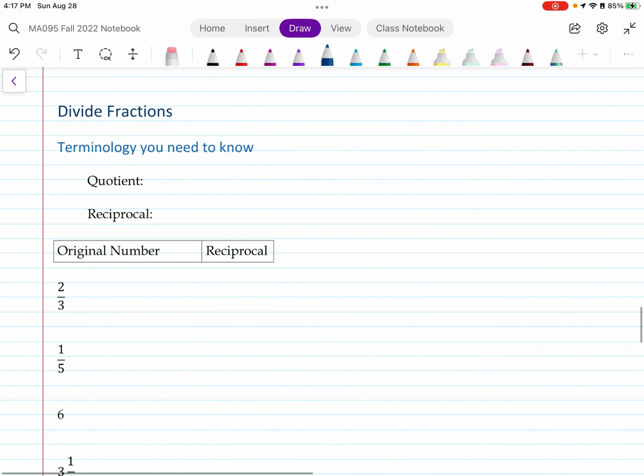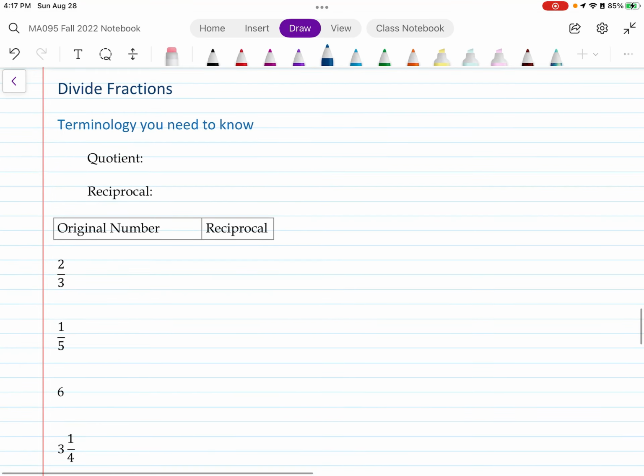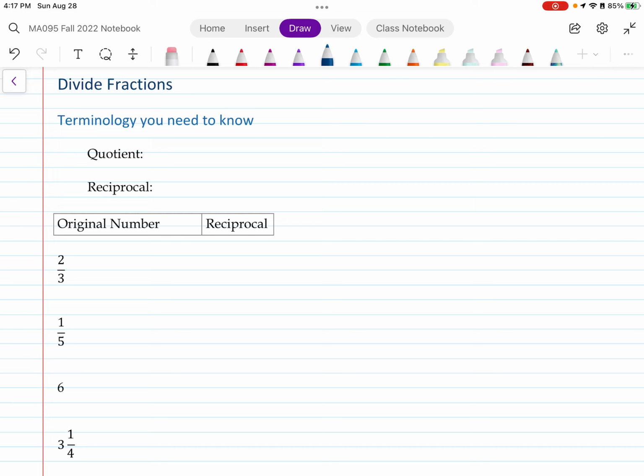All right, so if you know how to multiply and do reciprocals, you know how to divide. So first we need to talk about reciprocals. Okay, so there's 2 pieces of terminology that you need to know. So a quotient is the result, just like product is the result of multiplication. Quotient is the result of, what do you think? Division.